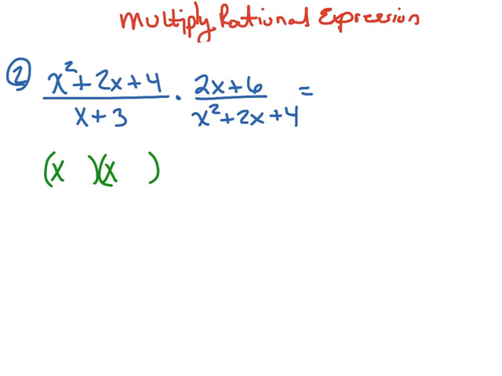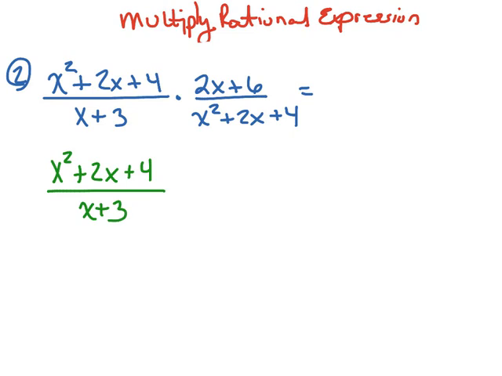Well, in this case, you can see there are no numbers that I can multiply together to get 4, and they're also going to add up to 2. Therefore, this cannot be factored. Okay, so this is going to remain x squared plus 2x plus 4. If I go down to the denominator, x plus 3, that can't be factored either. There is no GCF. Can't factor x plus 3, so I'll leave it as x plus 3.